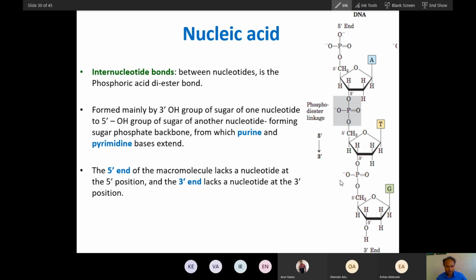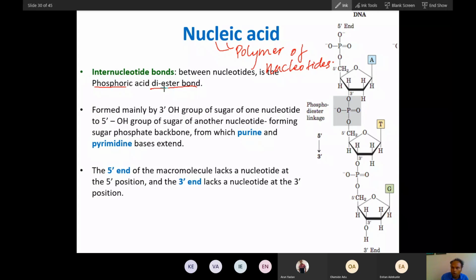So nucleic acid, if you can read this, the internucleotide bond between nucleotides is the phosphodiester bond. Because of this bond, a long chain polymer forms. Basically nucleic acids are polymers, you can say polymers of nucleotides. What is nucleic acid? Nucleic acids are polymers of nucleotides. Did you get this? Yes. These are polymers of nucleotides.